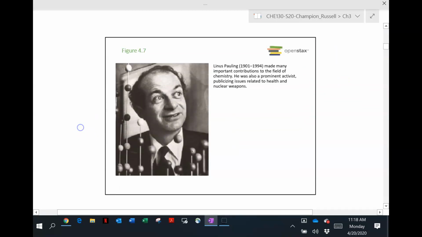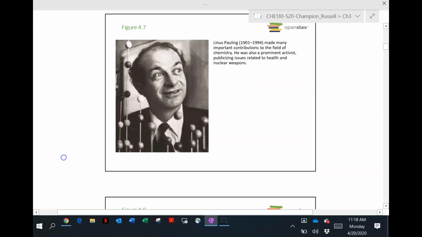This is Linus Pauling. He was an American chemist. He won 2 Nobel Prizes, one for chemistry and one for peace, which is quite impressive, to earn that much in his lifetime, and he came up with the concept of electronegativity among his many discoveries. Very brilliant chemist.